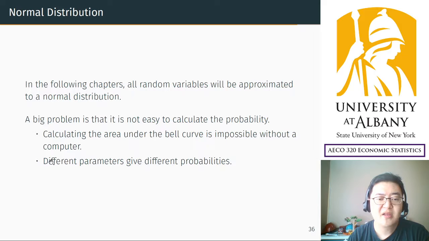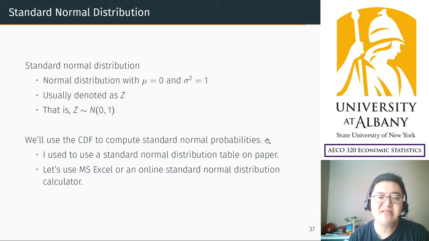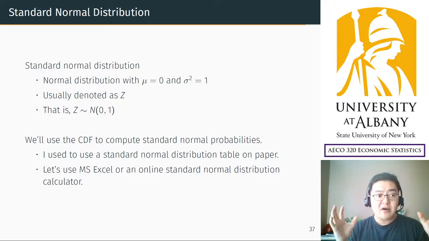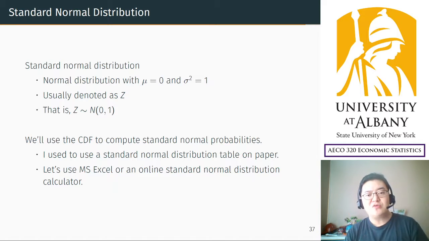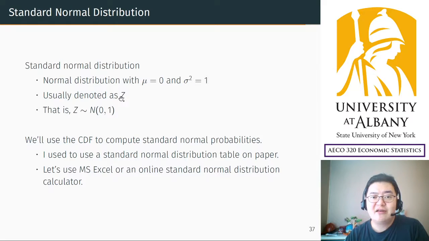First, the second problem. The second problem is resolved by fixing the parameters. Among many combinations of parameters, I'm going to use 0 and 1 as the standard normal distribution. When I say standard normal distribution, it means one exact distribution with mean equal to 0 and variance equal to 1. And this is a special normal distribution, and the letter Z is usually the notation for a standard normal distribution. We are going to use this notation in the following chapters. Z as a standard normal distribution. Remember this, you will see this a lot.